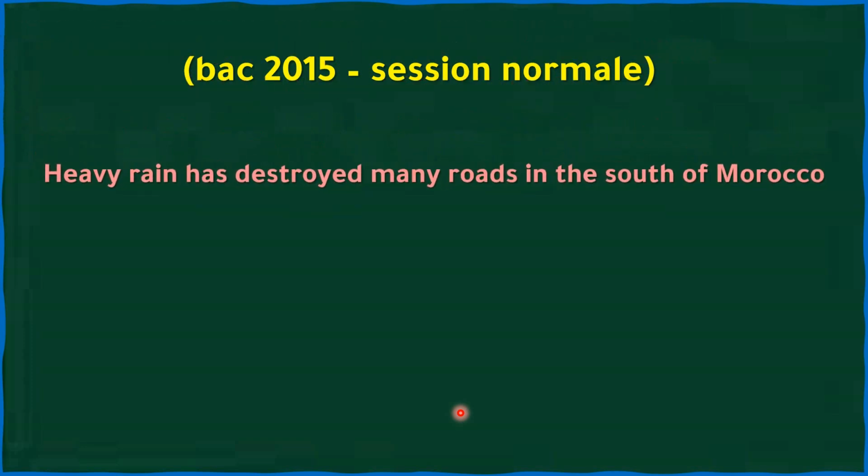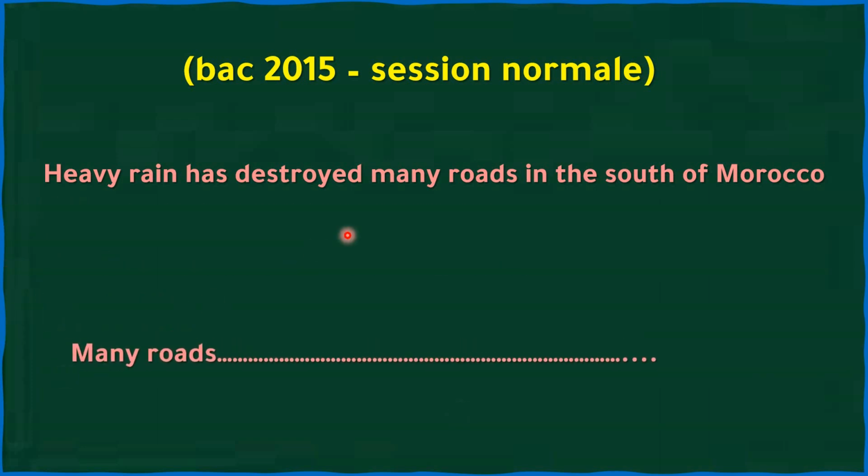Were created. Okay, the second is Bac 2015, session normale. Rewrite the sentence as above. Heavy rain has destroyed many roads in the south of Morocco. Now where is the verb? The verb is has destroyed. It is in which tense? It is in the present perfect. Congratulations on your success.